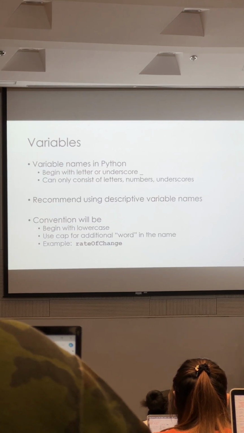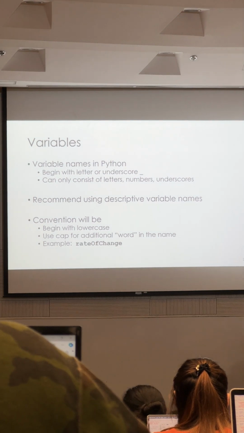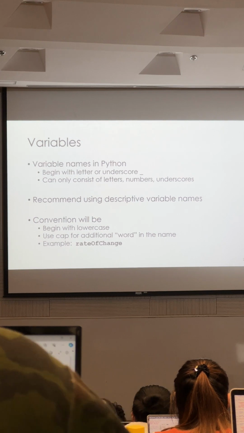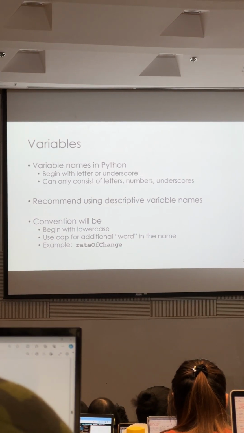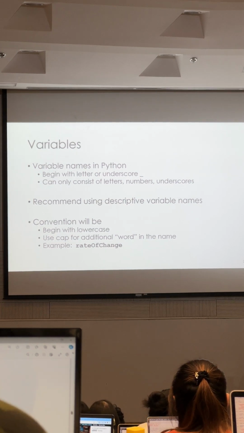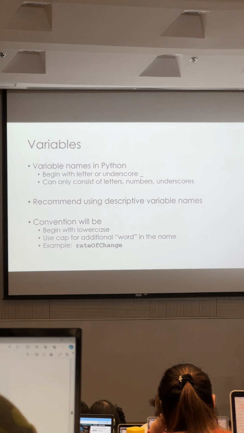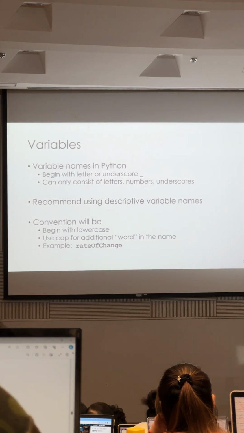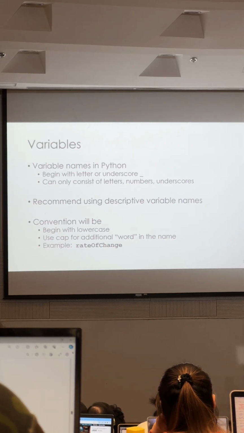Okay? And some convention is to begin with lowercase and use capitals for additional words in the name. So what does this mean? Take rate of change. We begin with lowercase, which is rate, okay? And then we use capitals for additional words. So of and change are additional words. For of, we make the O uppercase, and for change, the first letter C uppercase. Okay, so this is some convention for the names of our variables.